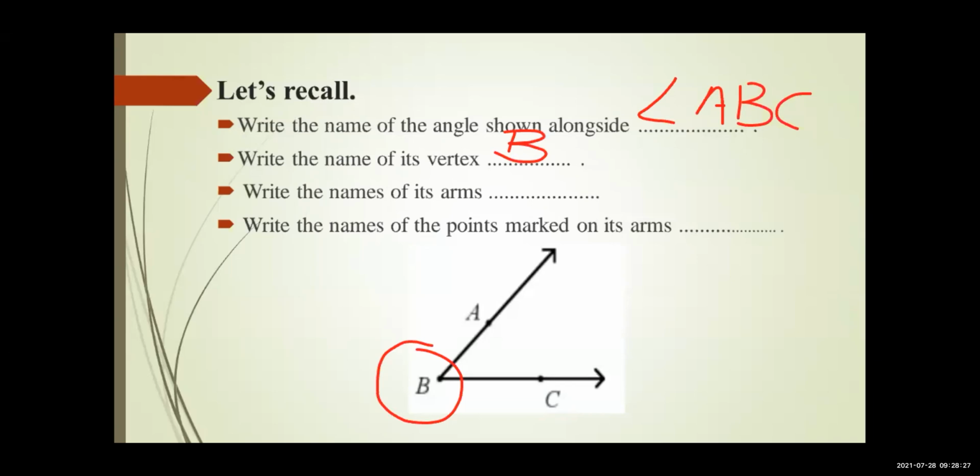Next, write the name of its arms. There are two arms, and their names are BA and BC. You have already learned this in your previous class also. So the arms are BA and BC.